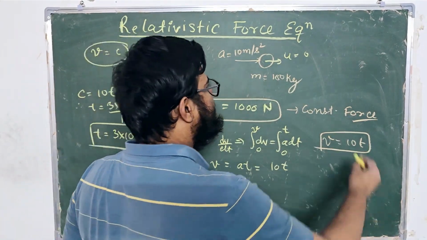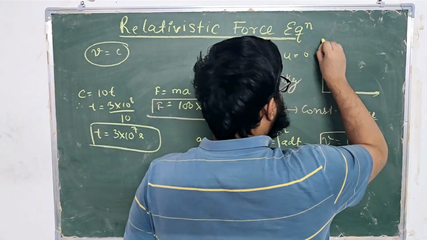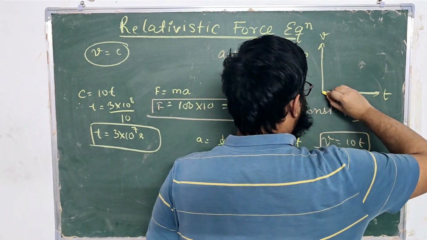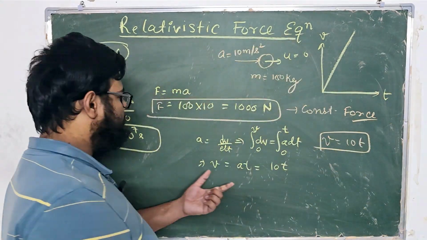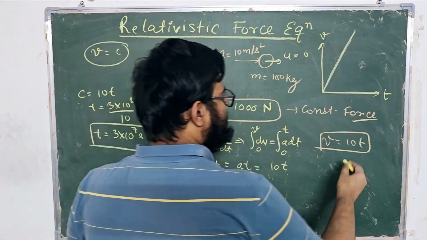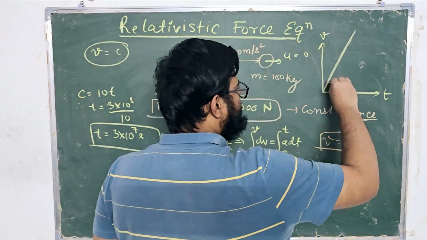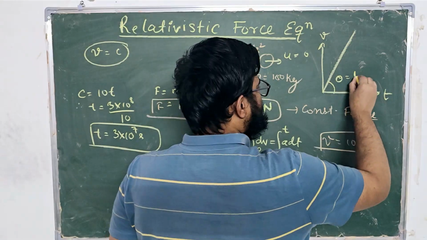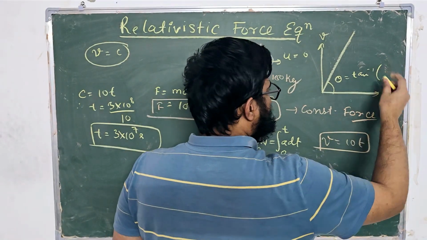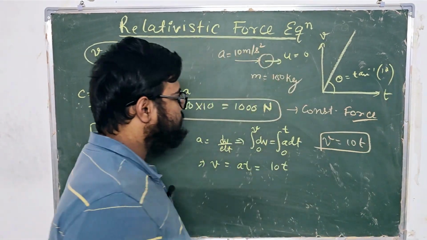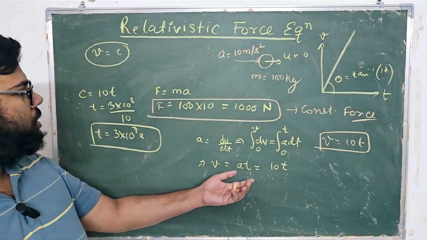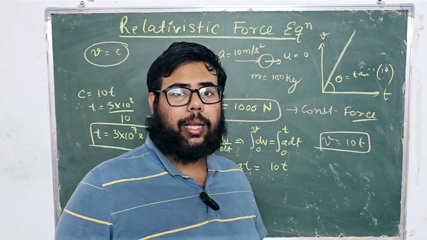So it means that there is a linear relation between velocity and time. Of course, it was clear from the graph itself, from the equation itself. v = 10t, where the slope is tan inverse of 10, correct? Now clearly this is an absolutely absurd thing.